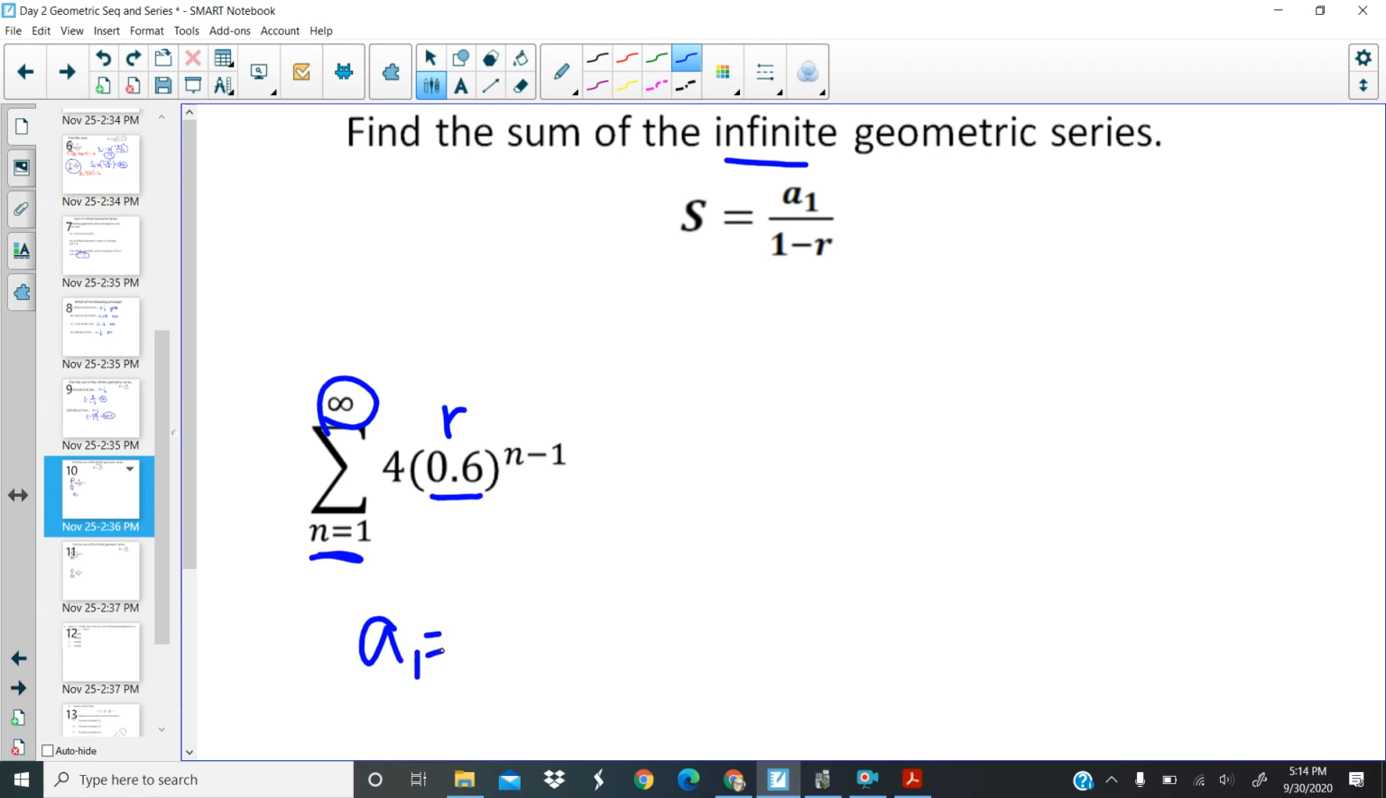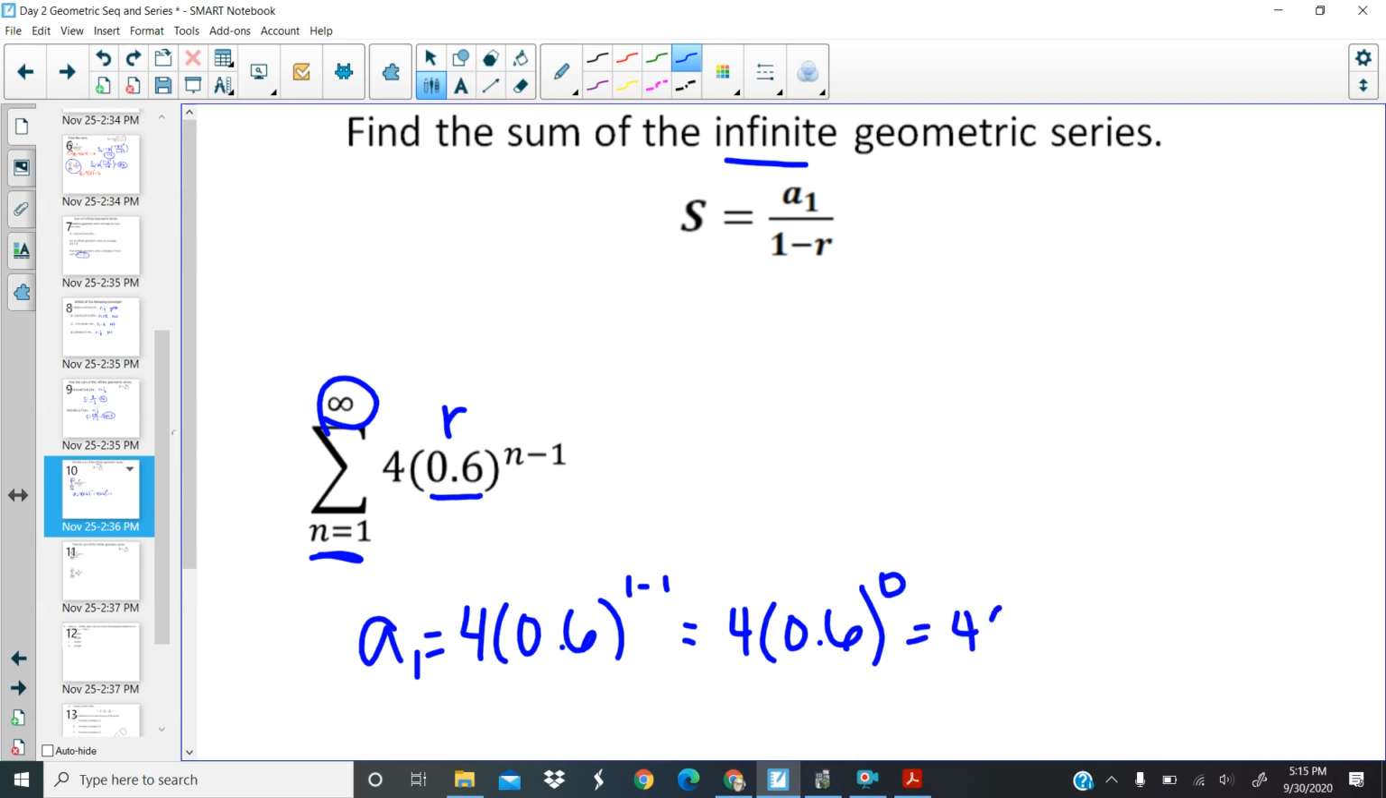So for this one, a sub 1 would be 4 times 0.6 to the 1 minus 1 power. So then that's going to be 4 times 0.6 to the 0 power. Anything to the 0 power is going to be 1. So that's just 4 times 1, which is going to be 4. So this number in front, in that case, is the first term.